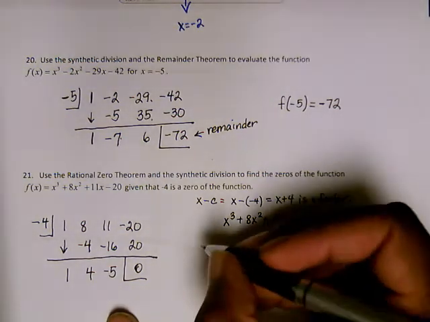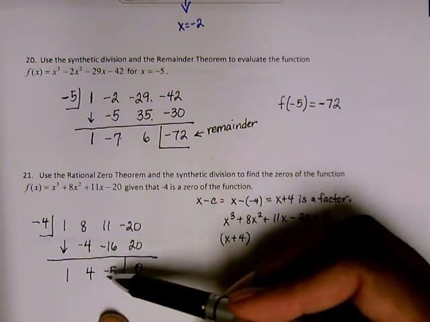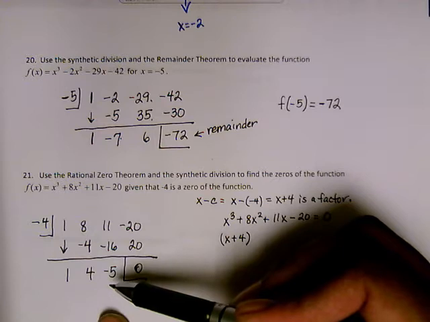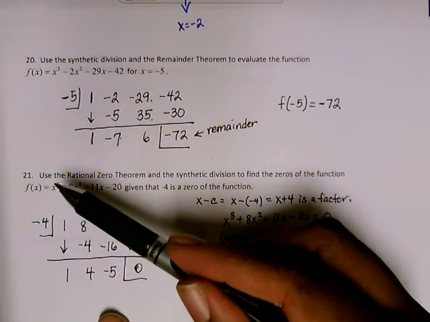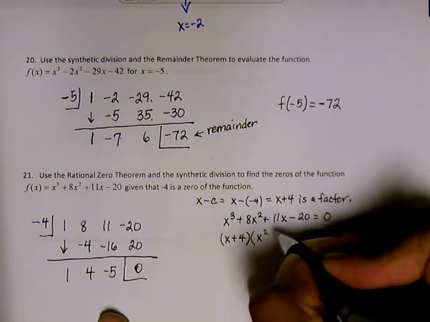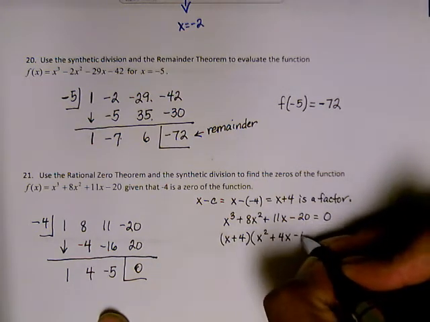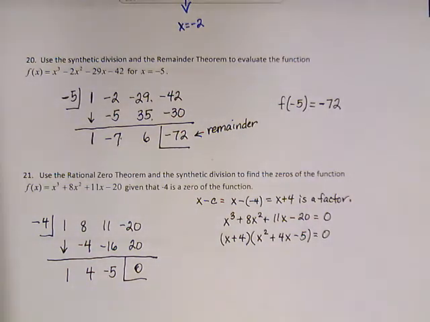Now I know x plus 4 is a factor, so I'm going to write down the x plus 4. The other factor is this quotient right here that you see at the bottom. The quotient is always one exponent less than the highest exponent of f of x. So if f of x started off as x cubed, the 1 would be your coefficient of x squared. Plus the 4 is the coefficient of x, and then minus 5 is your constant. So here I got x plus 4 times x squared plus 4x minus 5 equaling 0.